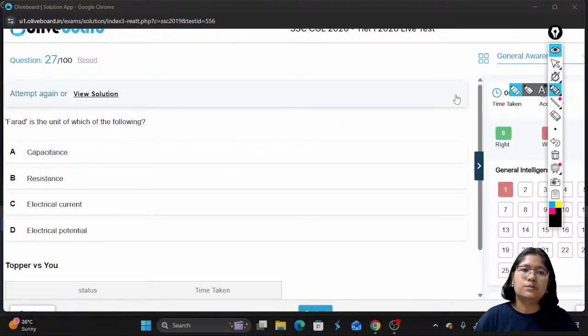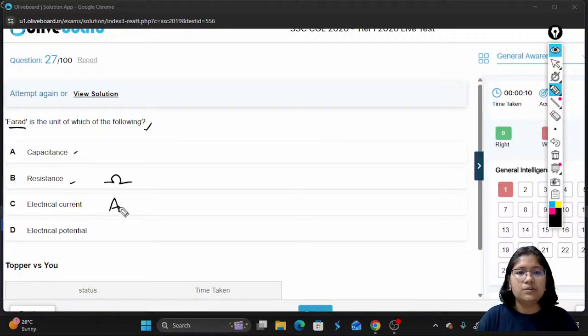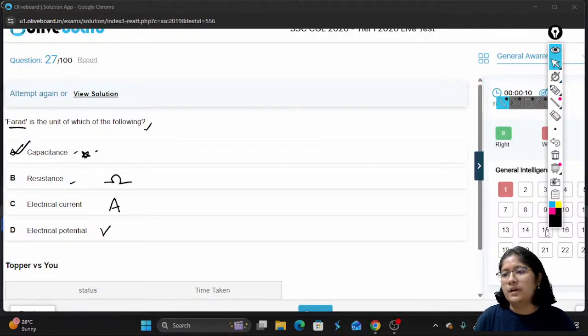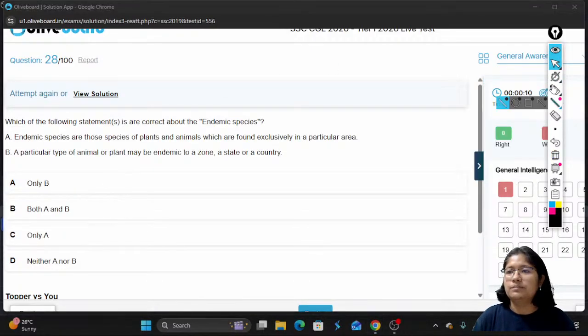Coming to the next question. Farad is the unit of which of the following? Is it the unit of capacitance, resistance, the unit is ohm, electric current, the unit is ampere, and electric potential, that is your volt. So Farad is the unit of capacitance. A will be the correct answer. Coming to the next question.